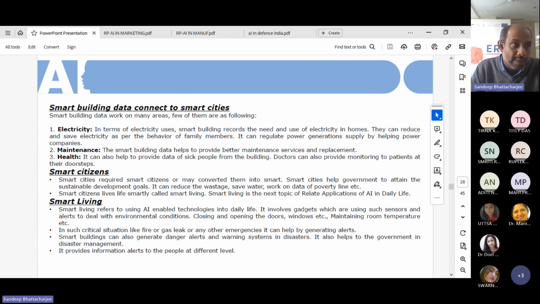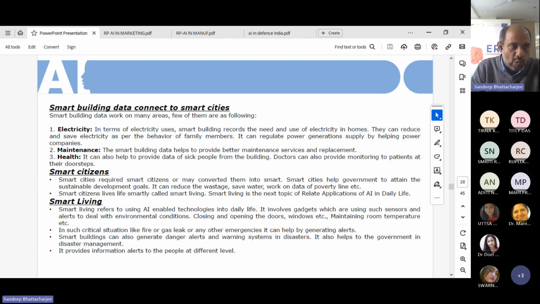So if you see smart living, what does it consist of? It refers to how you are using AI-enabled technologies in daily life, maintaining different kinds of gadgets such as sensors, and of course you get a lot of alerts to deal with environmental conditions. It can provide you notification if something has gone wrong inside a smart city, right? And they'll be ready to manage that thing.